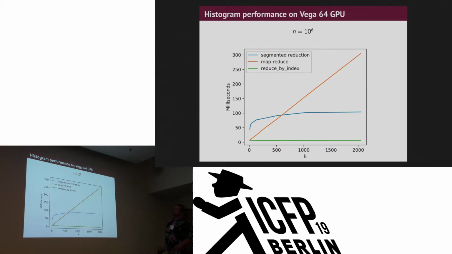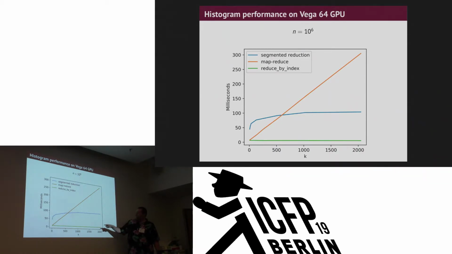Now, the performance looks like this. This is for a fixed n, 1 million input value pairs, where we then modify k, the number of bins in the histogram we're constructing. What we can see is that the map reduce I showed you is completely linear in k, which is as expected since it's O of k times n. The sort plus segment reduction scales pretty well, but in terms of absolute performance, it is completely crushed by the efficient reduce by index that uses hardware atomics.